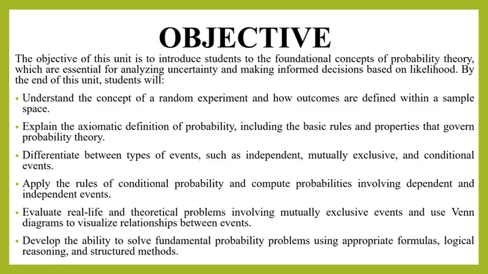By the end of this unit, students will be able to: 1. Understand the concept of a random experiment and how outcomes are defined within a sample space. 2. Explain the axiomatic definition of probability, including the basic rules and properties that govern probability theory. 3. Differentiate between types of events such as independent, mutually exclusive, and conditional events.